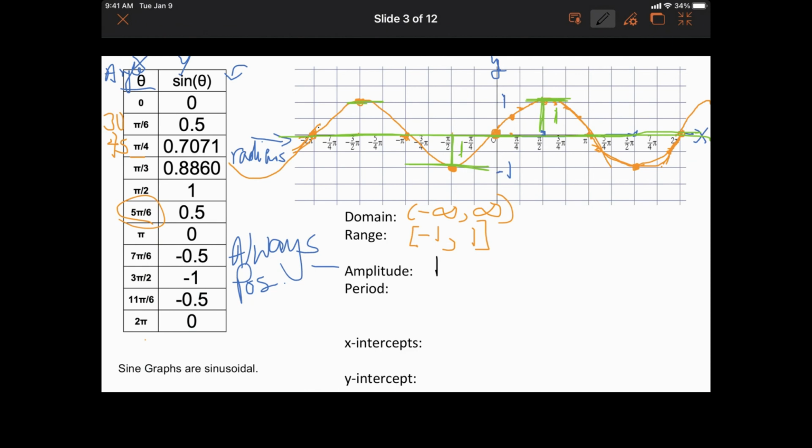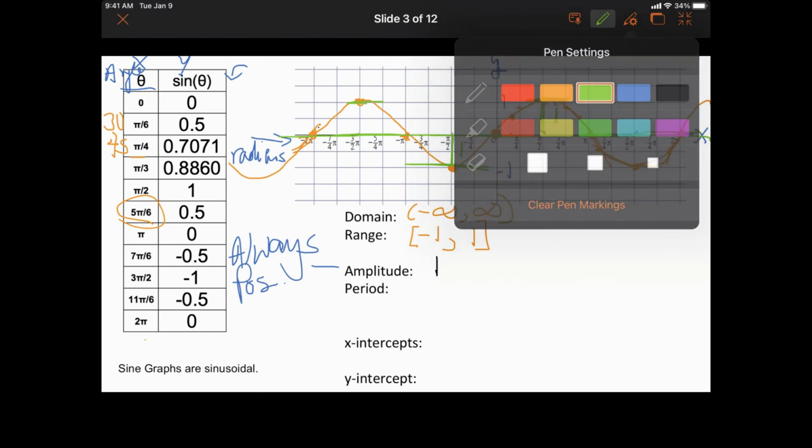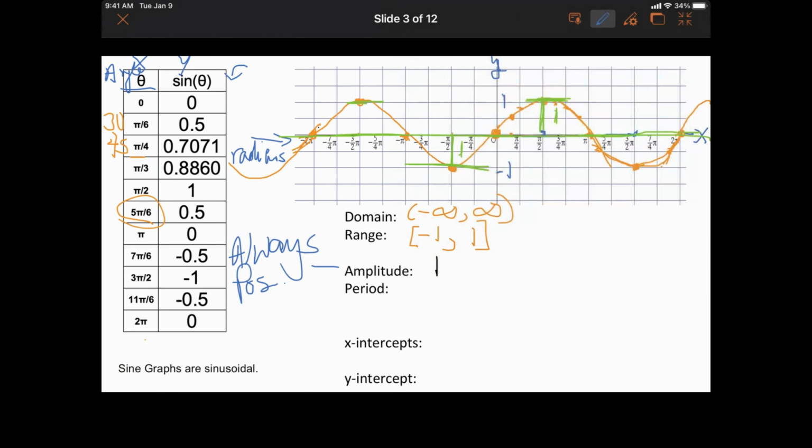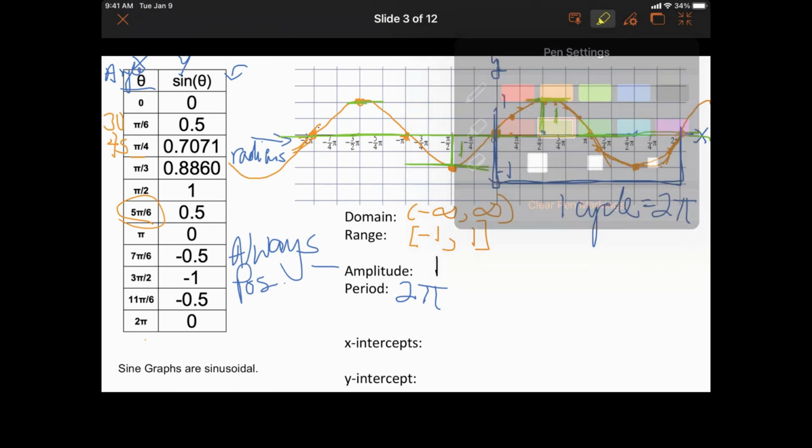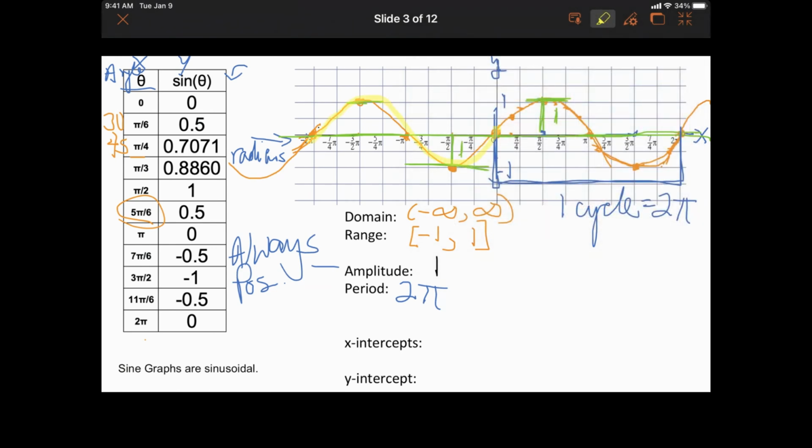Right? The period. The period is the length of one cycle before it repeats. So my cycle, let's get a different color, is from here, all the way here. That's one cycle. And how far is that? That's from 0 to 2 pi, so that is 2 pi. So my period is 2 pi. So do you see this is the other cycle here? How far is that? That's from -2 pi to 0, which is still the length of 2 pi.